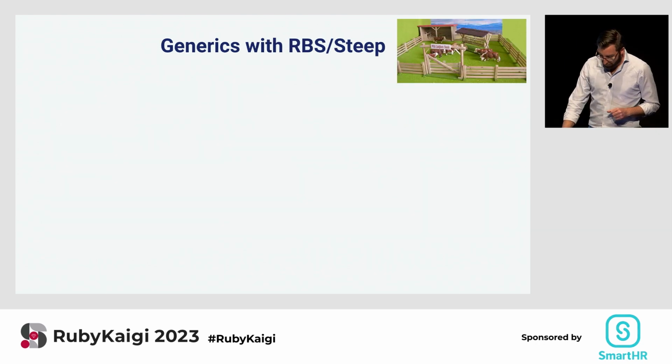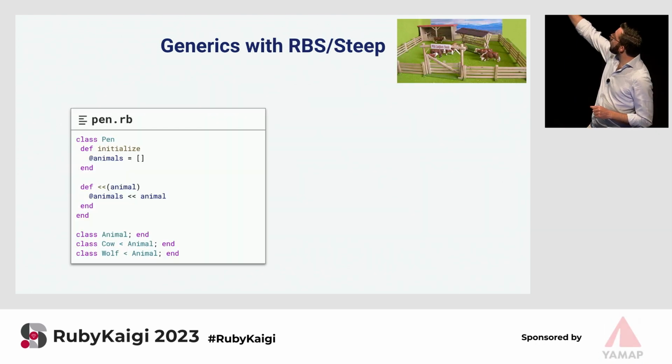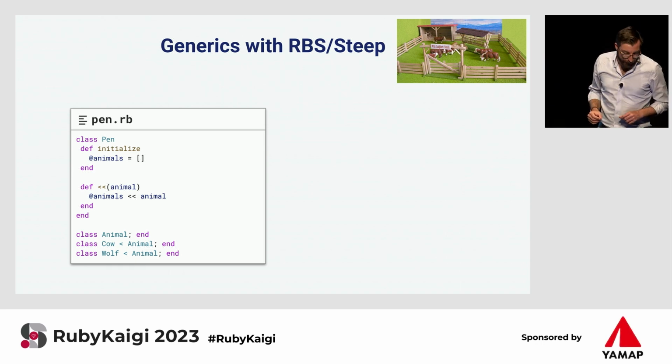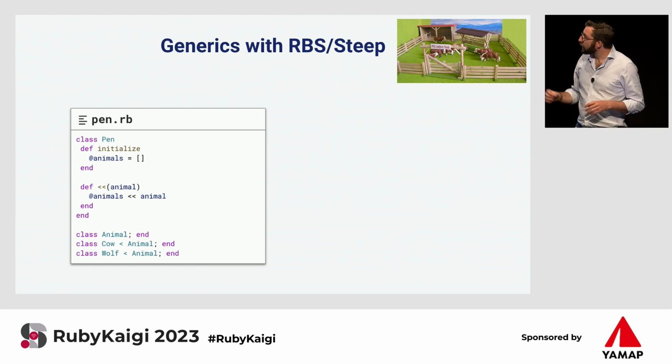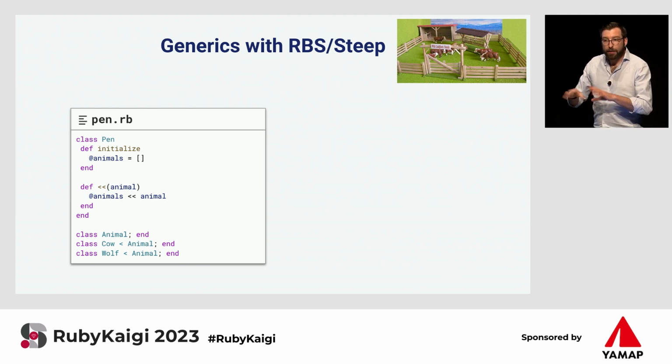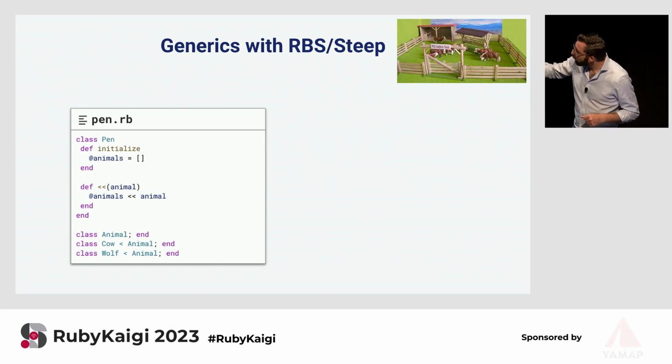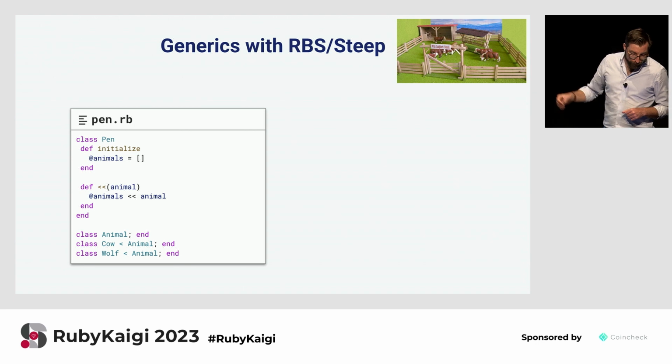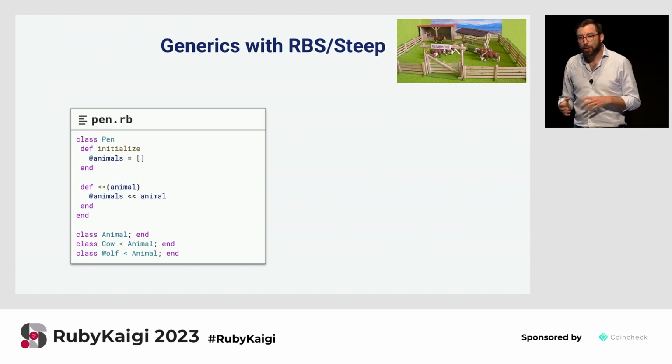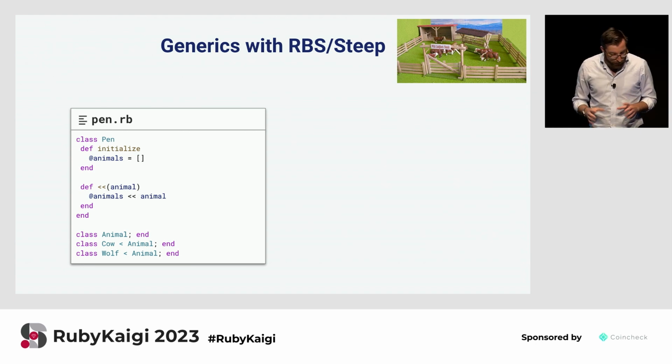So let's take an example. I have a pen, which is a kind of enclosure for putting cows in it, or different kinds of animals. This pen has an internal array of animals, and it has this accumulator method in which I can pass an animal and it's going to put it in the pen. And I have different animals: a cow and a wolf. And ideally, I will be able to not put a wolf in the middle of many cows because it kind of causes problems.